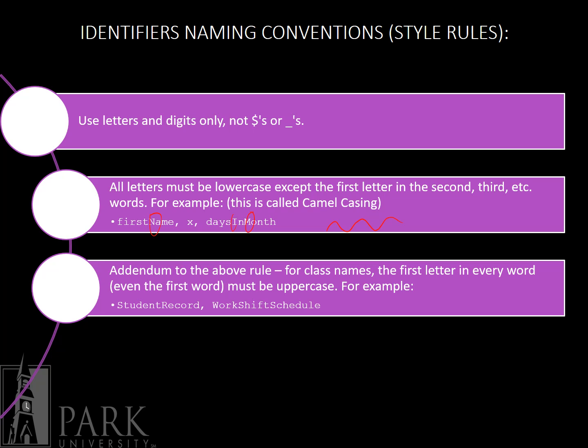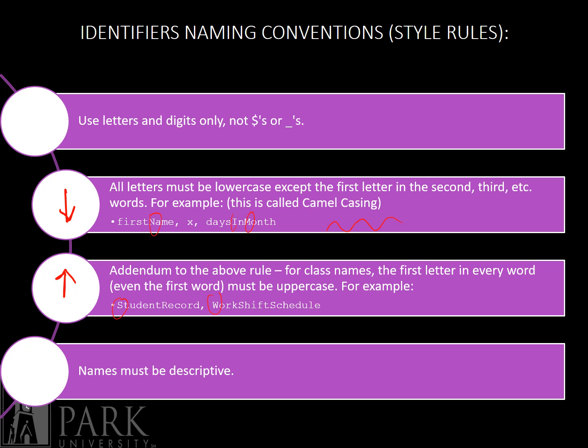The only change to that is when you're dealing with class names, you're going to capitalize every word, even the first word. And that's how we can tell the difference between classes and methods pretty easily: you're always going to capitalize the first letter of a class name. So that's something you're going to have to remember as a difference: lowercase for methods and variable identifiers, uppercase for classes.